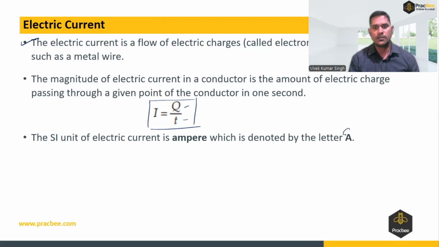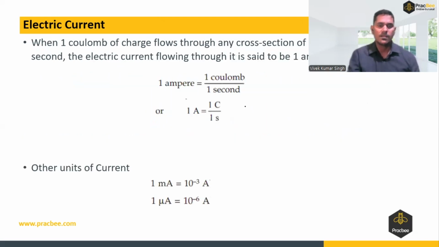Ampere is the SI unit of electric current, which is represented by capital A. Q is measured in coulomb, T is measured in second. Coulomb per second is called ampere. So 1 ampere current means 1 coulomb of charge is flowing in 1 second. There are some relatively smaller units of electric current as well, like milliampere and microampere. So 1 milliampere means 10 raised to the power minus 3 ampere, and 1 microampere means 10 raised to the power minus 6 ampere.